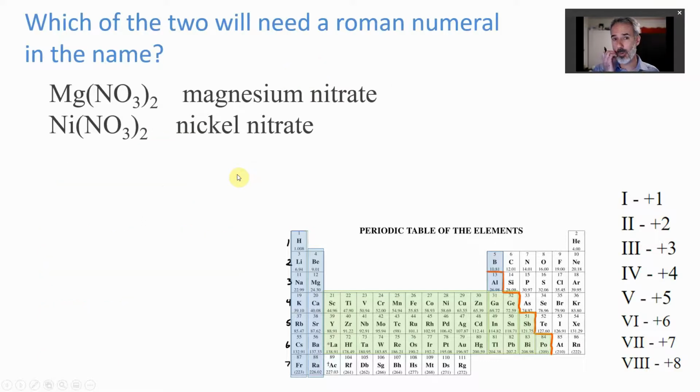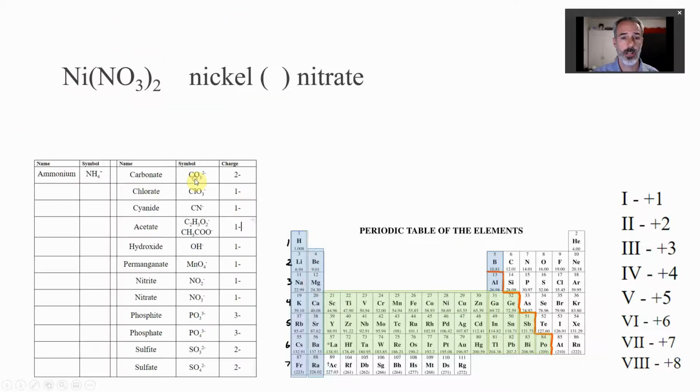Okay, let's try another one. I want to know, does compound C or D need a Roman numeral in its name? If you said D, you are correct. How do we know? Well, nickel's right there, magnesium's right there. That's the transition metal. We don't know its charge. Magnesium, I know its charge. It's 2 plus because it's in the 2 plus column. So that one does not need a Roman numeral, and we'd get it wrong if we included it in there. Nickel does need a Roman numeral, so let's go figure it out.